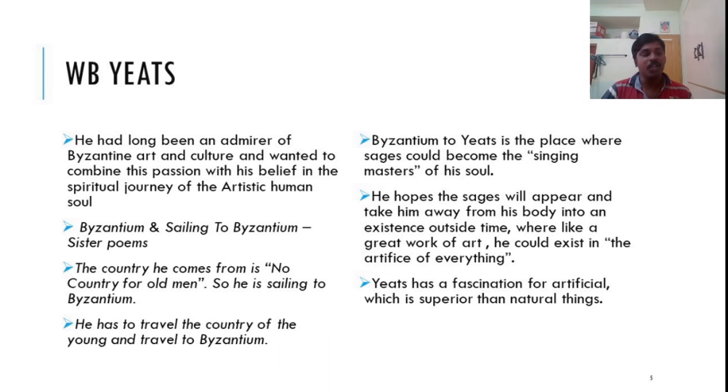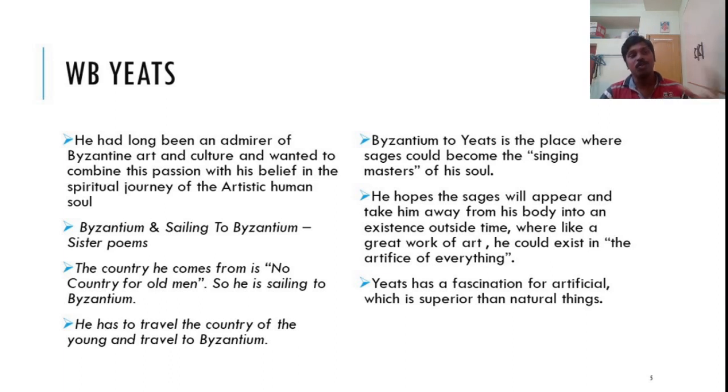Meaning, if he continues to be in his own place, it may not be possible for him to continue to write poetry. He may not get inspiration, and even after he writes poetry and gets inspiration, it may not be respected by the young people. But the body can wither away, while the art created by people, especially by W.B. Yeats, would not wither away, right? It would stand the test of time. It would be a classic, right? That is his thought. So if his work of art has to be secure, he has to travel to Byzantium, right? So Yeats has a fascination for the artificial, which is superior to natural things, right?